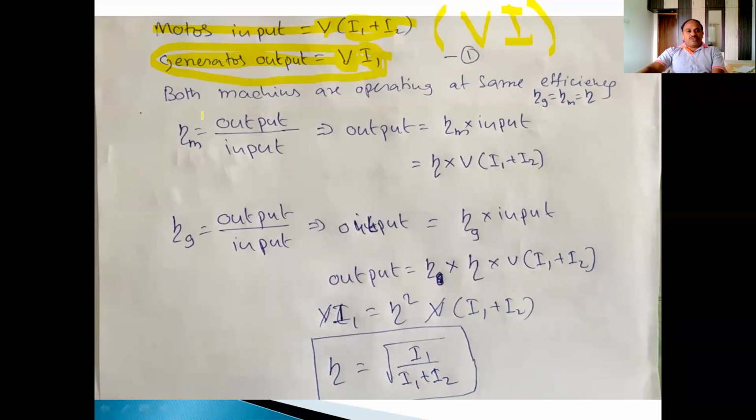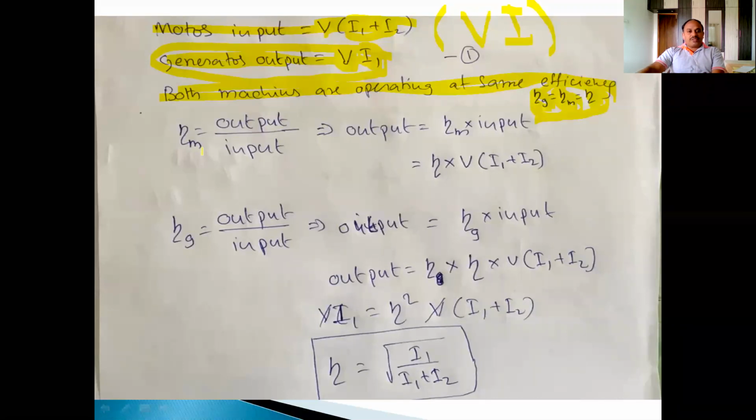Assume one small assumption for a first simple calculation: both machines are operating at the same efficiency. For calculating the constant losses, that is the stray losses, we first assume both machines operate at the same efficiency. That means generator efficiency equals motor efficiency, equal to psi.